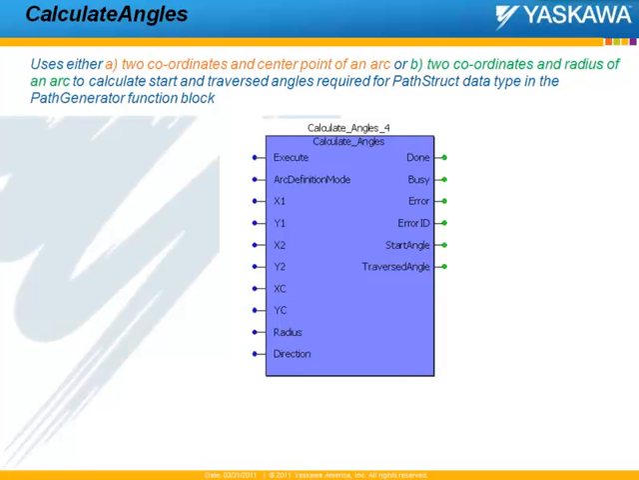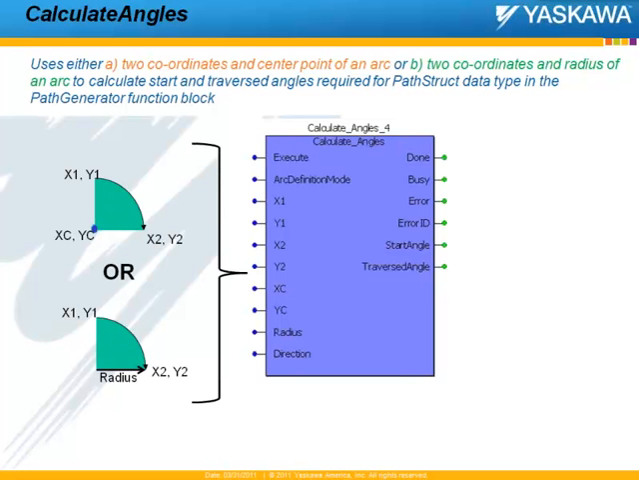These are the two types of arc definitions that you can use. The first one, the one that you see on top, where you have x1, y1, x2, y2, and xc, yc, where you're defining 3 points for an arc: the start point, end point, and the center point. The other method is where you give it a start point, end point, and a radius. Once the definitions of the arc are given into the calculate angles function block, they can be used in the path generator function block to create your CAM profile.